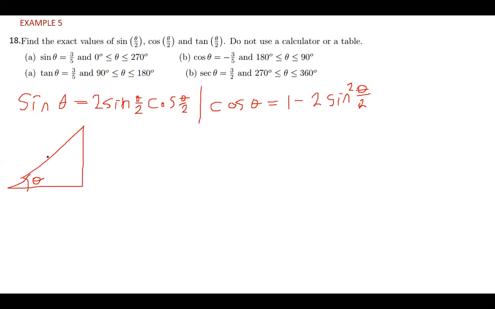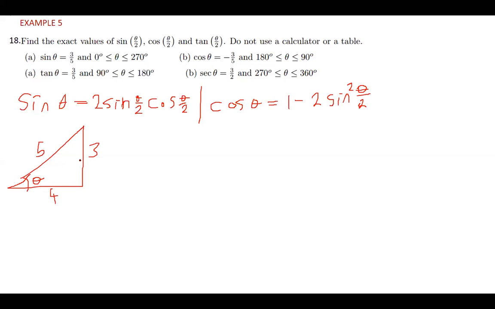Okay, so sine theta we learn to say is opposite over hypotenuse. So our opposite there is 3, and then 5 is our hypotenuse, and then our adjacent is going to be 4. So from this we can find cos theta.